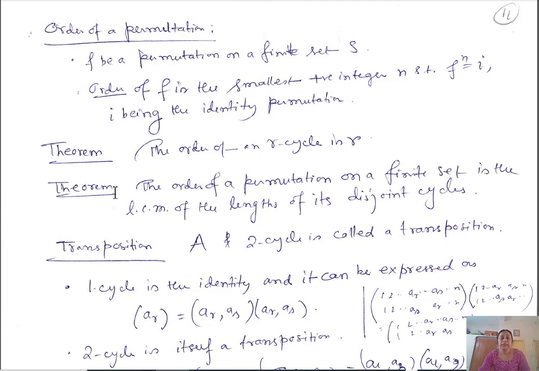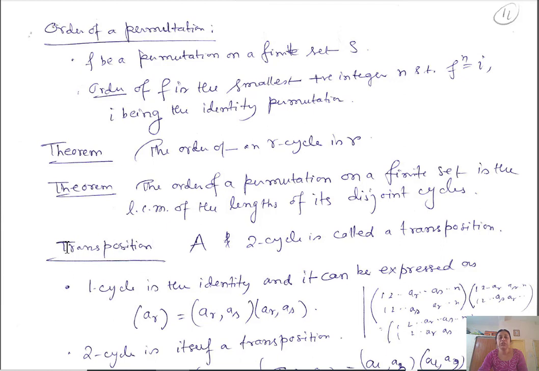Okay, and another result here: the order of a permutation on a finite set. This can be shown to be the LCM, the least common multiple, of the lengths of its disjoint cycles.